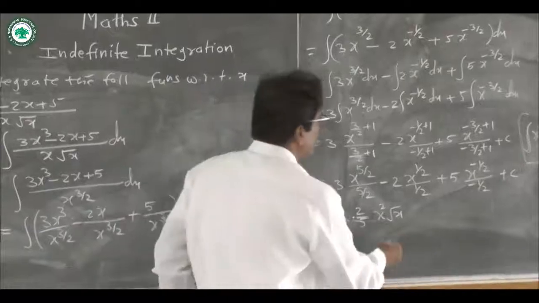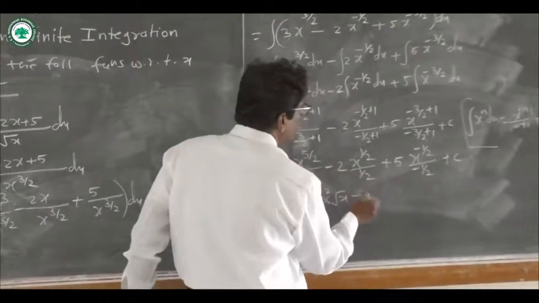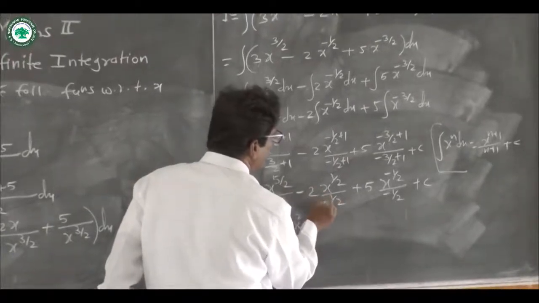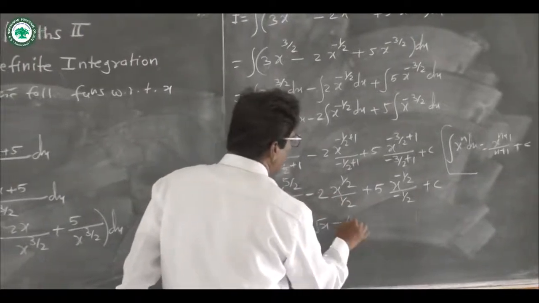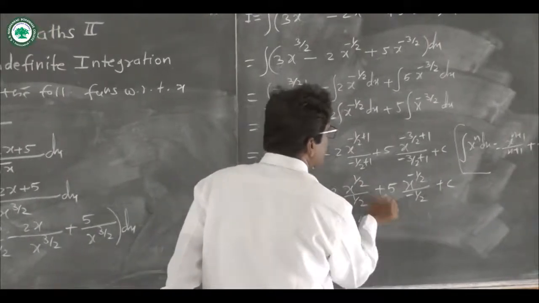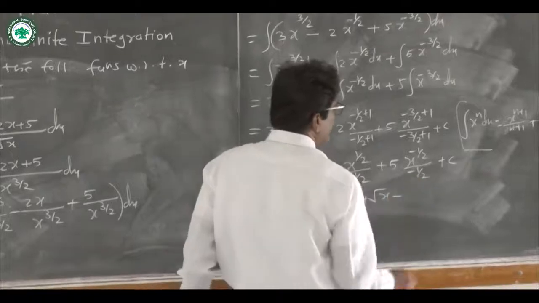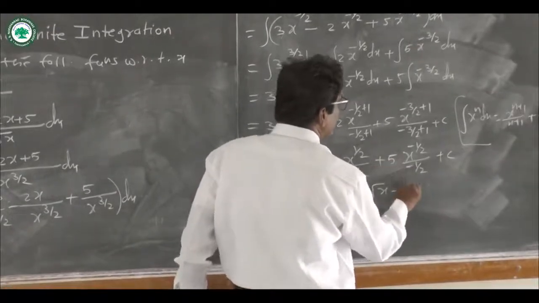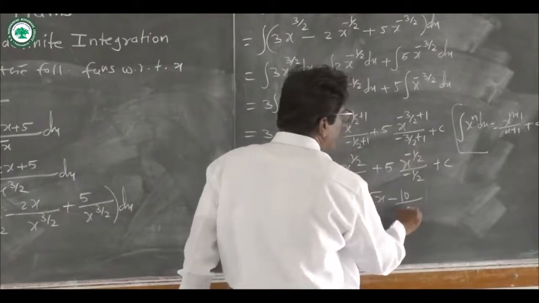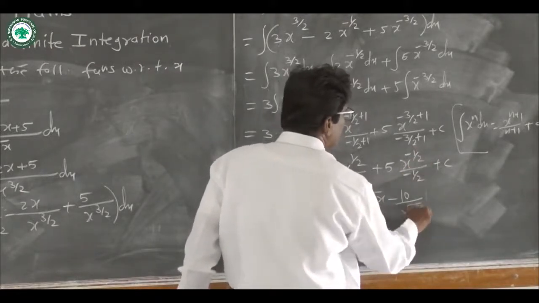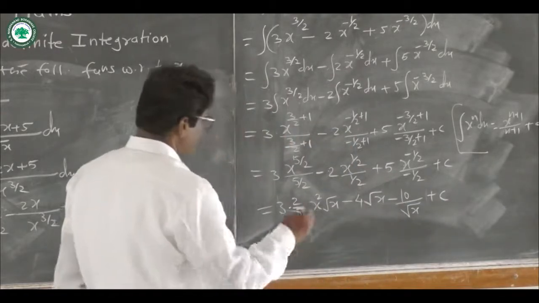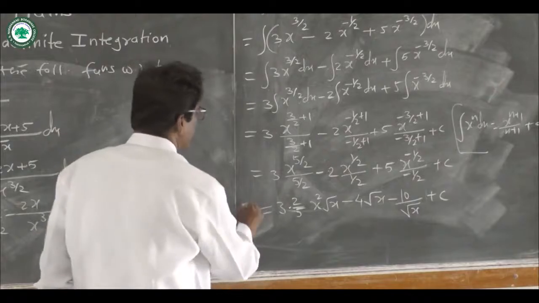Now here minus 2 into 2, this 1/2 becomes 2 upon 1. So 2 into 2 is 4, 4 upon 1 means 4, and x to the power half, that is root x, plus, and this minus becomes minus 5 into 2, 10, and x to the power minus 1/2 we write as divided by x to the power half, and it is root x, plus constant of integration, and this is the final solution.